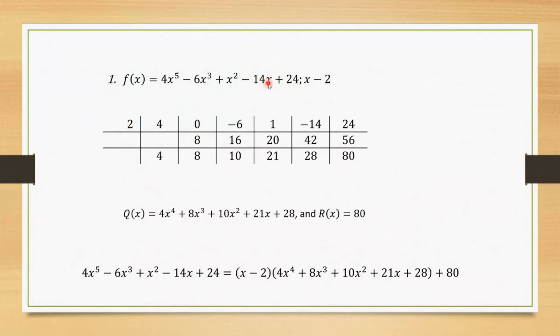The coefficients here we list, and we use 0 as a placeholder. For missing powers of x, you want to make sure it's written in standard form. So 4, that's our first coefficient that goes here. There's no x to the 4 power, so we put a 0 as a placeholder.